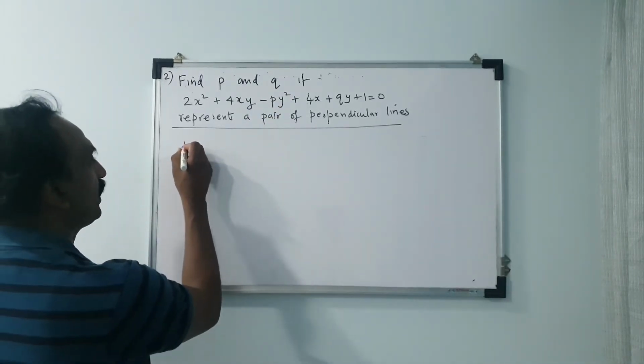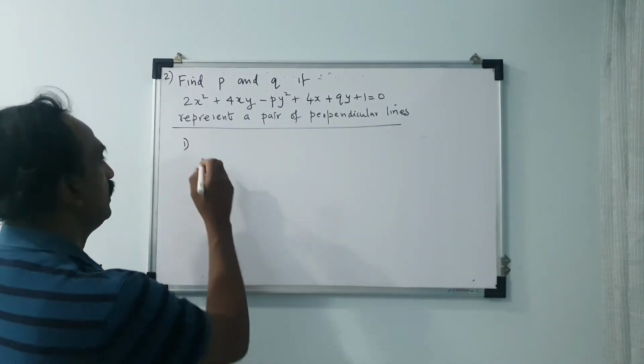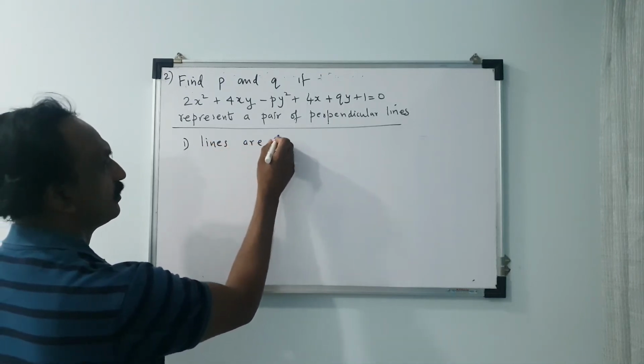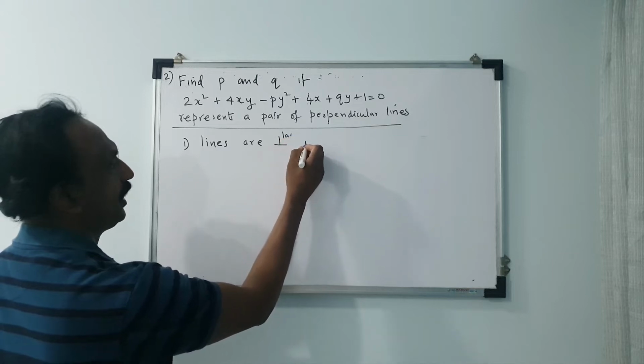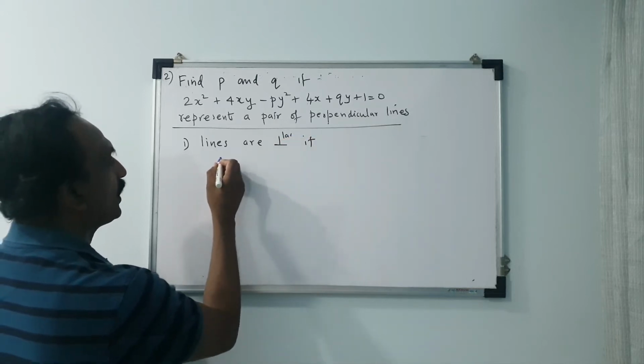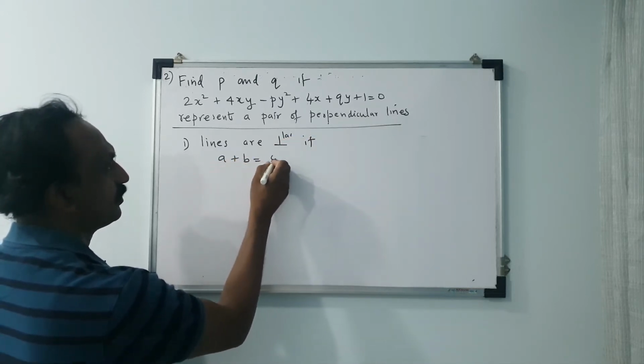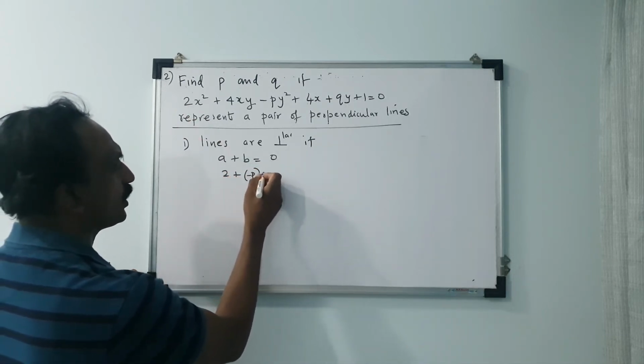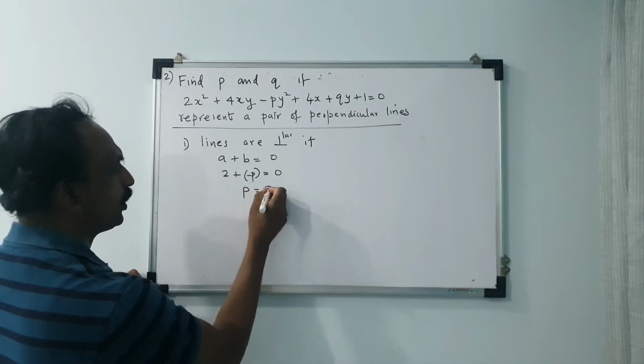So the first condition we'll apply, the lines are perpendicular if A plus B equal to 0. That is 2 plus minus P should be 0. So P's value should be 2.